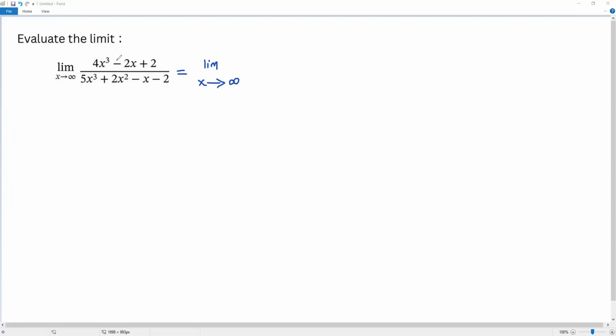The variable x with the largest exponent in the numerator is x to the third power. It has to be factored out. Let me do it. When I factor x to the third power out, to get the stuff inside the parenthesis, we have to divide each term of this expression by the one I factored out. That is 4x cubed divided by x cubed, negative 2x by x cubed, positive 2 divided by x cubed.